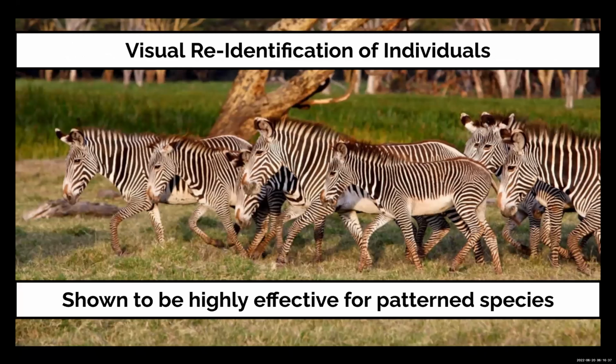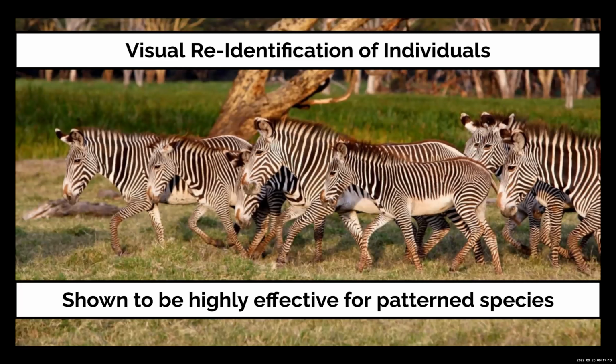And there's been amazing work that's shown this to be highly effective for patterned species. Essentially, you're looking at a fingerprint. And so with things like the zebra, Tanya Berger-Wolf, who's here in the audience, has done amazing work with a nonprofit called WildMe, where they actually are able to identify individuals of how many different species, Tanya? 64 and counting. 64 and counting in different species, where they can use their patterns to actually robustly identify individuals.